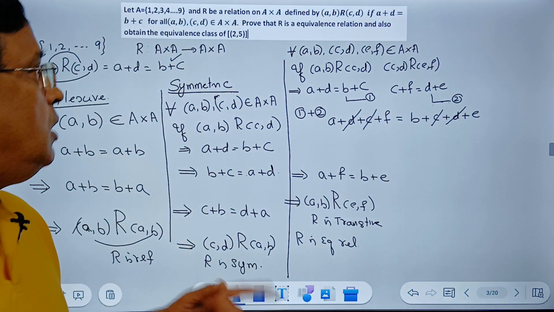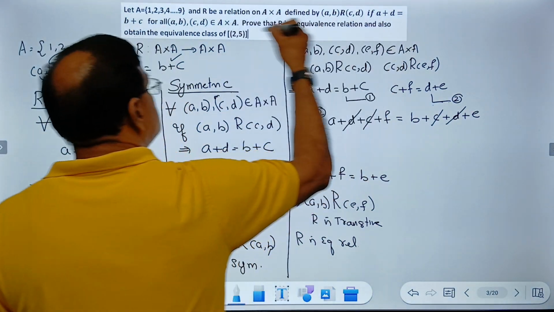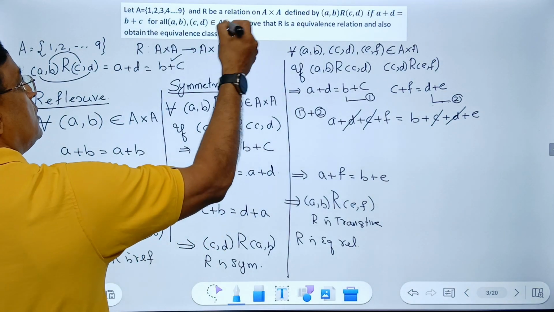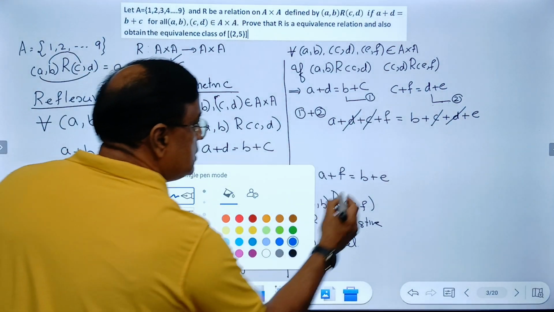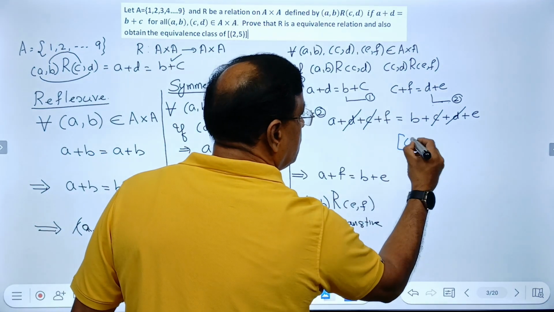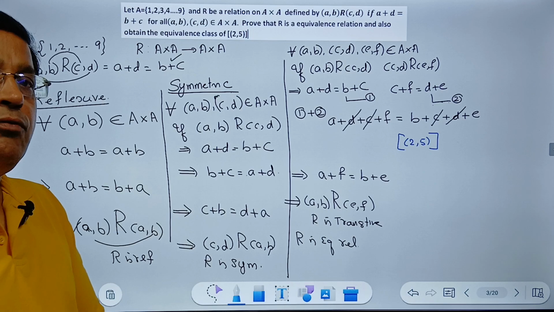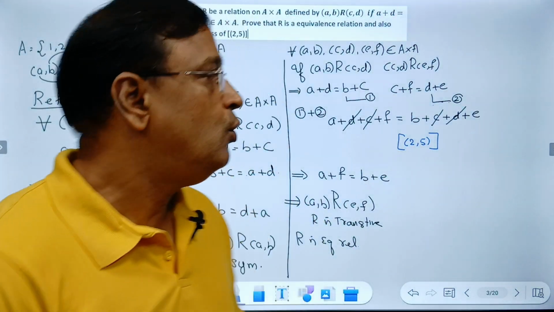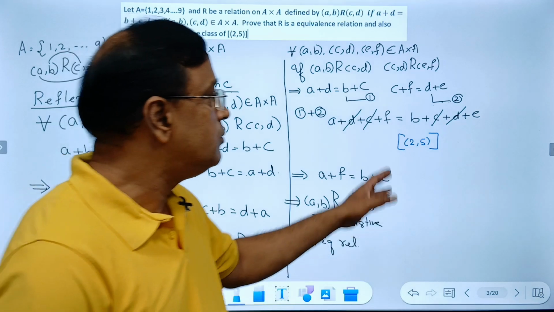Clear? Now there's one more part which is very, very important. This alone can be asked for a 1 mark or 2 mark question. So what is the equivalence class of 2 comma 5? What is the set of all elements in A cross A which are related to 2 comma 5?